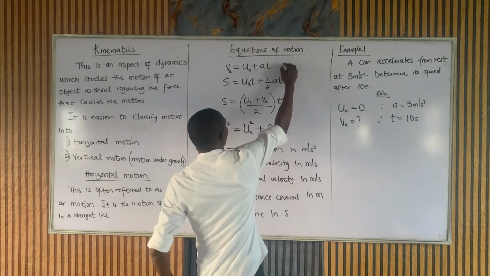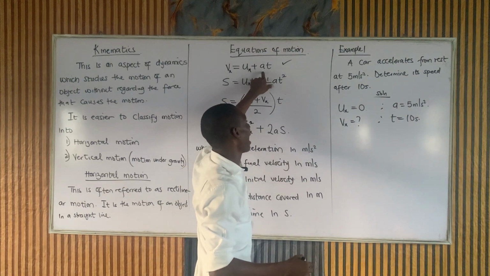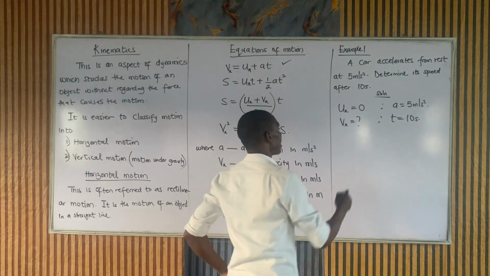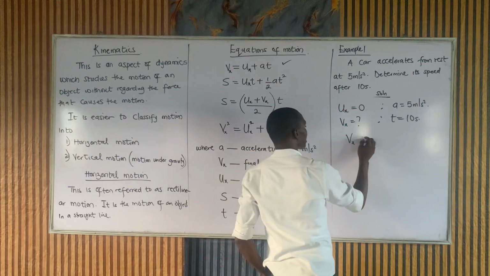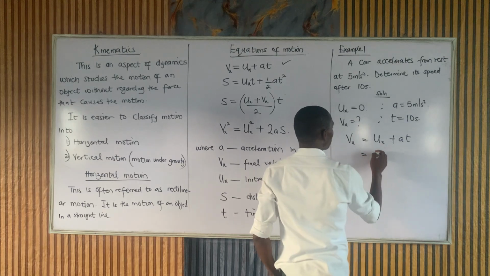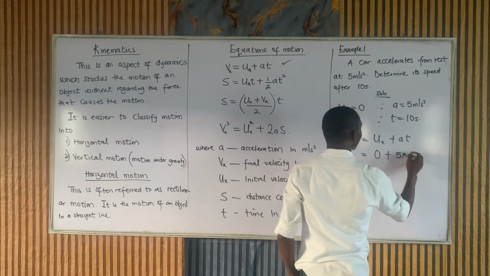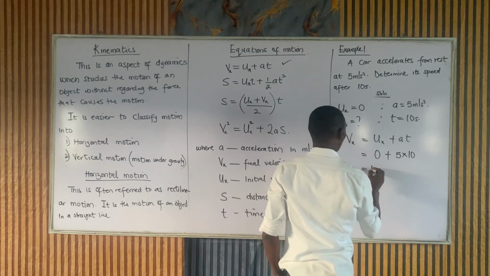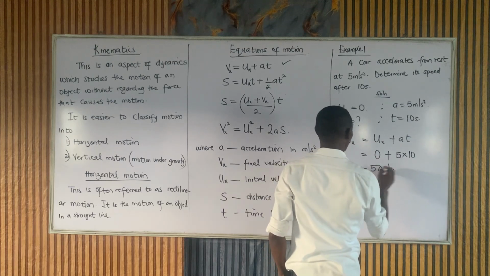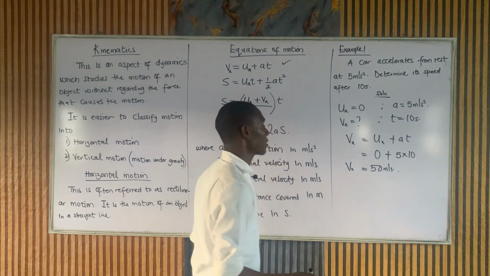Obviously, if you look carefully, it will be the first one, since I'm looking for V, and I'm given U, A, and T. So let's go. We have Vx is equal to Ux plus AT. What's our U? That's 0 plus, what's our A? 5 multiplied by the time, 10. Eventually, this will become 50 meters per second. That's my velocity. That's that for this question.